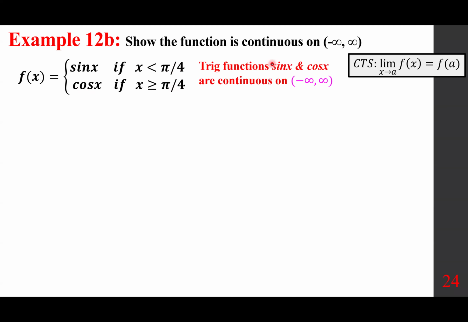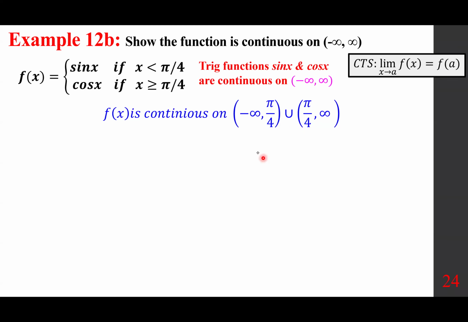So according to this, we do know that f of x is continuous on the interval of negative infinity to pi over 4, union pi over 4 to infinity. We don't know at pi over 4. That's why we are not using brackets yet. When we are sure, then we can use brackets. So let's check. What are we checking? Let's check that it works at pi over 4.